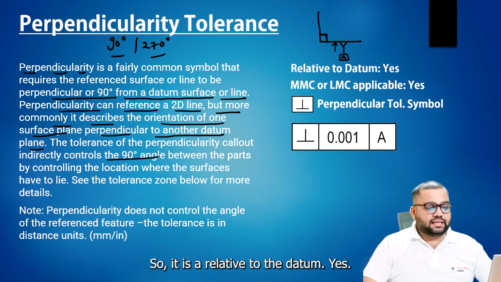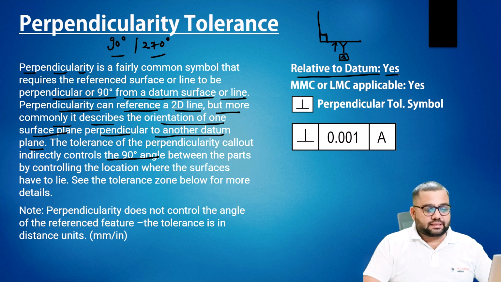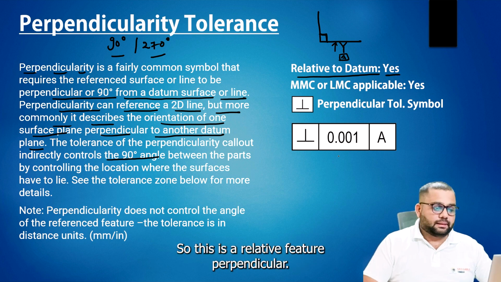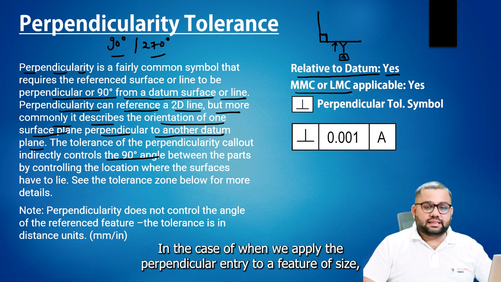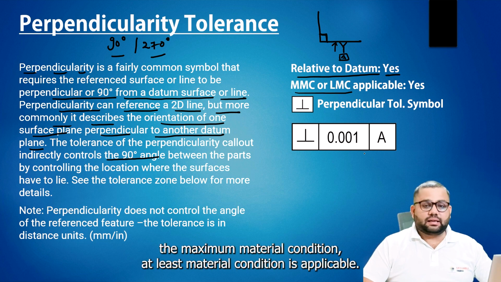It is relative to a datum. So this is a related feature. Perpendicularity is a related feature, so MMC or LMC is applicable. Yes, when we apply perpendicularity to a feature of size, the maximum material condition and least material condition are applicable.